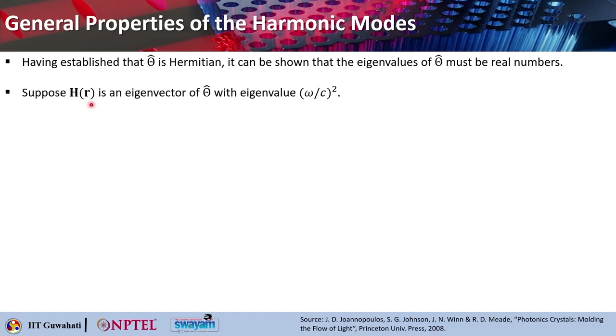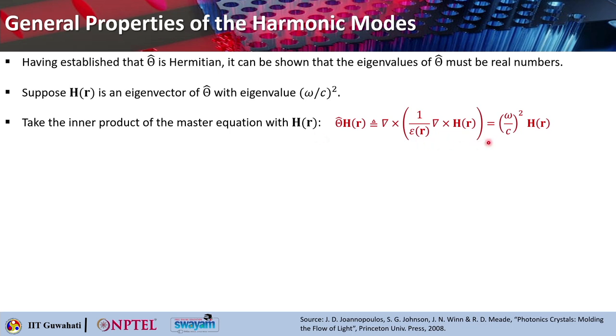Having established that theta cap is a Hermitian operator, it can be shown that the eigenvalues of theta cap must be real numbers. Suppose H(r), the spatial profile of the magnetic field, is an eigenvector of theta cap with the eigenvalue of omega by c whole squared. It means you can take the inner product of the master equation and write it like this, getting this eigenvalue and this particular eigenvector. In short, in terms of the theta cap operator, this is how it will look.